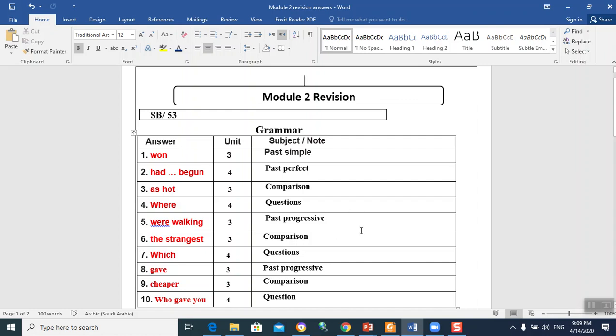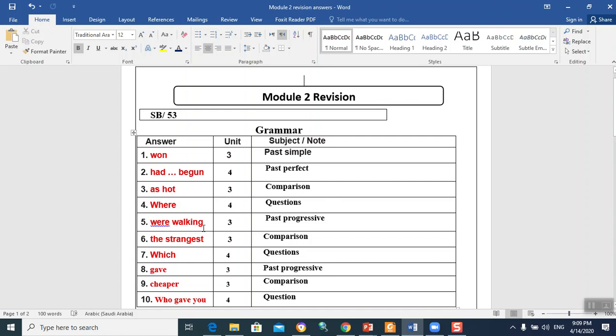Okay? So 1, it is past simple. You read in unit 3 like this. Number 2, the answer had begun. Unit 4, it is past perfect. Past perfect, if you remember, it is had plus the past participle of the verb, or had plus verb 3. Number 3, as hot. It is comparison in unit 3, this topic. Number 4, the answer was where. It is in unit 4 about questions. There is a page, you can go to that page in your student's book.